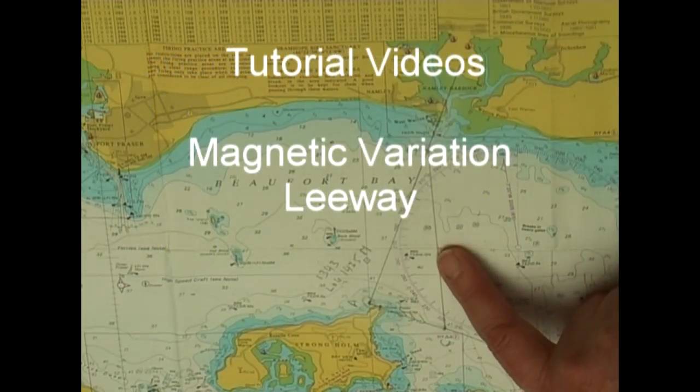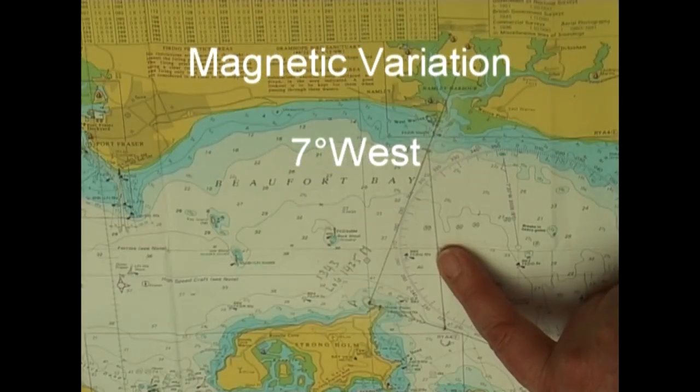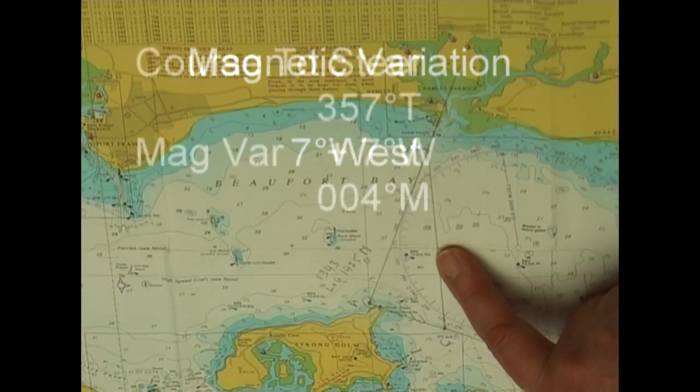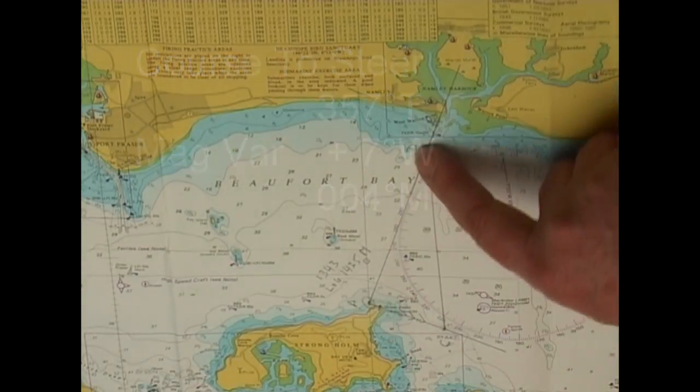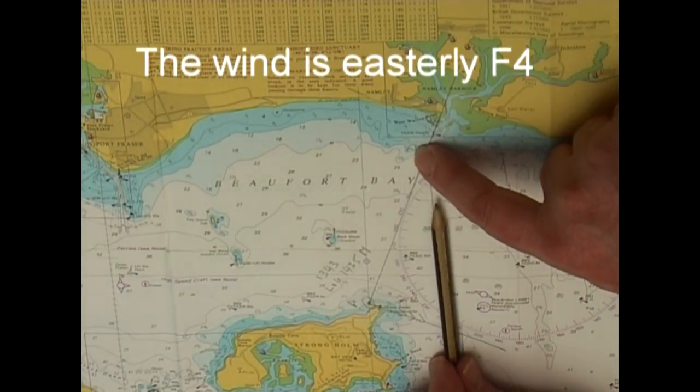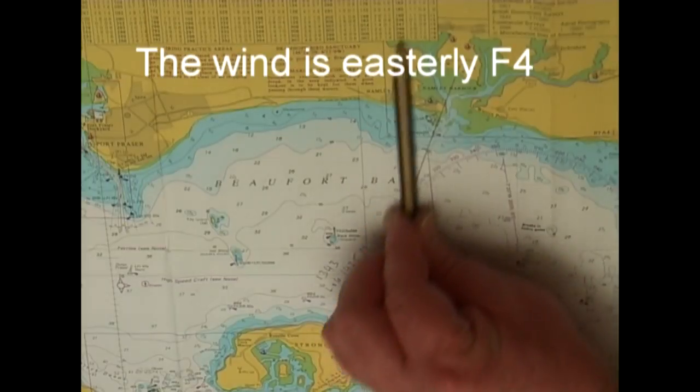Magnetic variation on this chart is 7 degrees west at the time of doing this course to steer. So we will add this to the true course. 357 plus 7 gives us 4 degrees magnetic. Now we will be sailing down this line, but at this angle, like so.